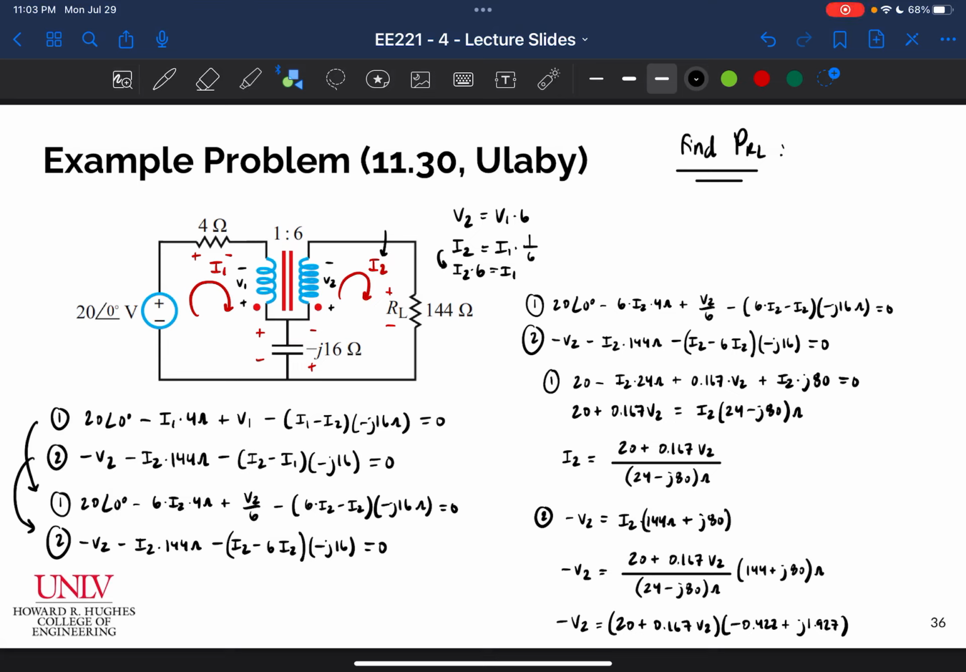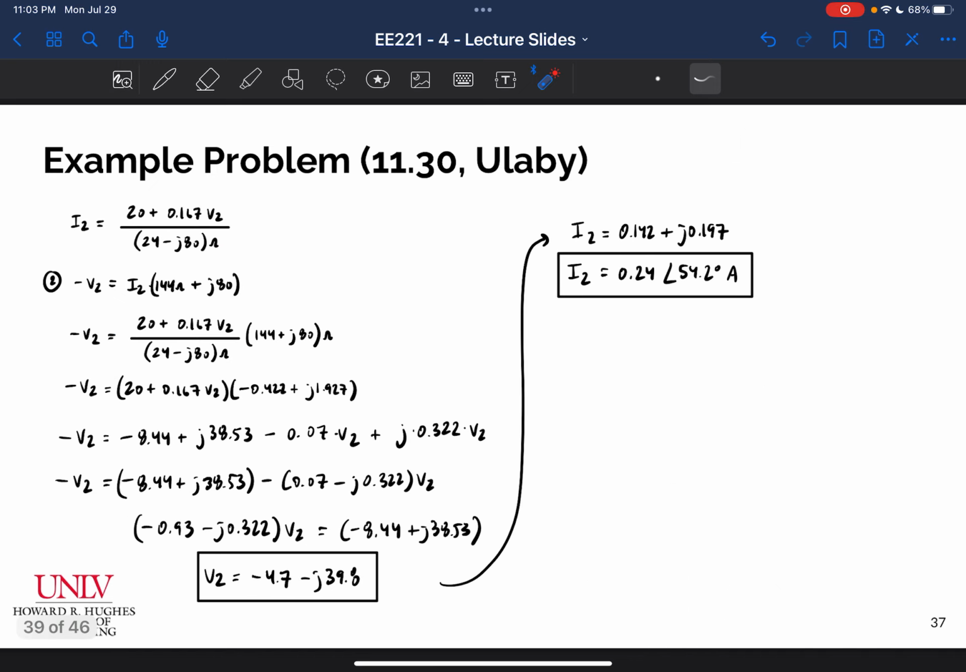All right, so after some tedious algebra, I was able to arrive at an answer for I2. I got I2 as an expression of V2 here, and then I went and resolved equation 2 for V2. Once I plugged in this expression for I2 into here, I got this, and I carried out the algebra all the way until I found an expression for V2, plugged that into my expression for I2, and I was able to get this phasor for I2 here, okay?